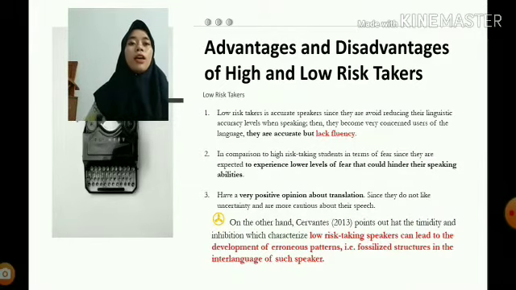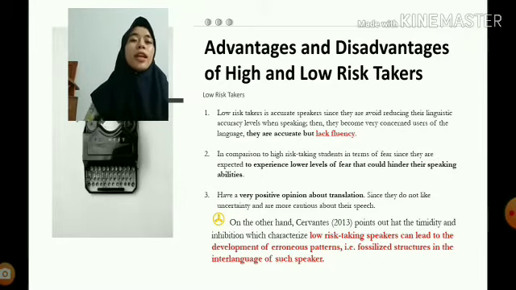On the other hand, Cervantes in 2013 points out that the timidity and inhibition which characterize low-risk taking speakers can lead to the development of undesired patterns, like fossilized structures in the interlanguage of such speakers.